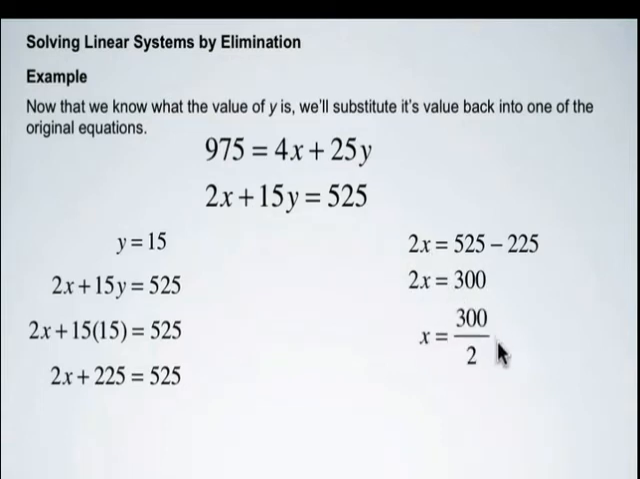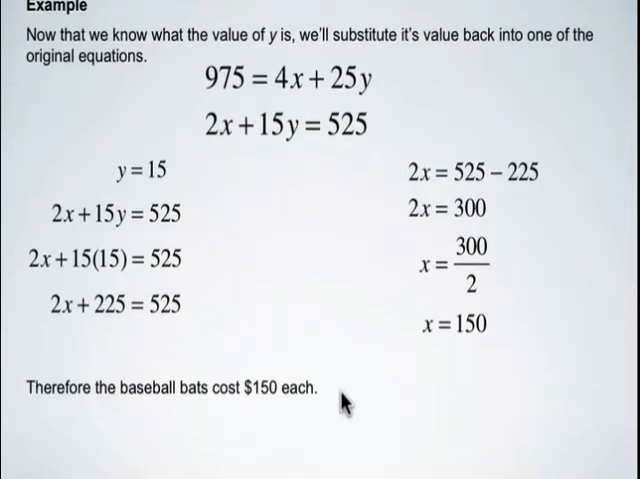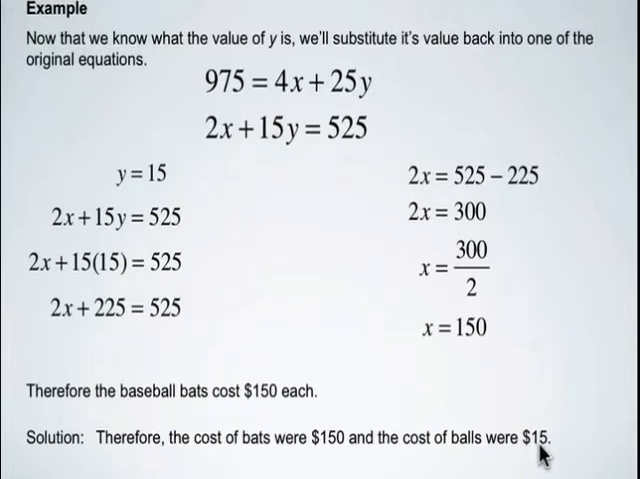Next, we divide both sides by 2, and we end up with x is equal to 150. So therefore, the baseball bats cost $150 each. And so our solution is that the cost of the bats was $150 and the cost of the balls was $15.